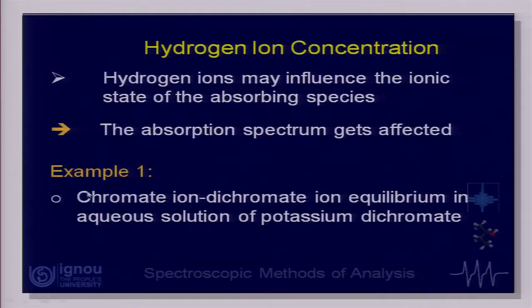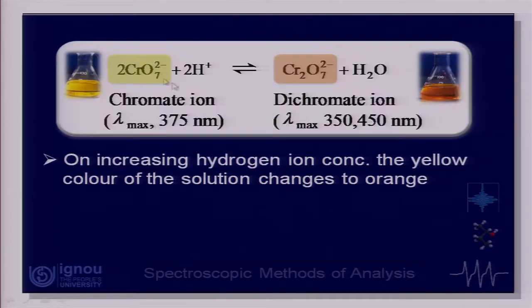The example is that of the equilibrium between chromate ion and dichromate ion in aqueous solutions of potassium dichromate. Let us take a look at this picture. If I take a potassium dichromate solution, or even a chromate ion solution, and change the pH, chromate ions are yellow colored. If I add some acid, as the concentration of hydrogen ion increases, the color of the solution changes from yellowish to orangish, and this is because of the presence of dichromate ion. That means there is a change in the absorbing species.